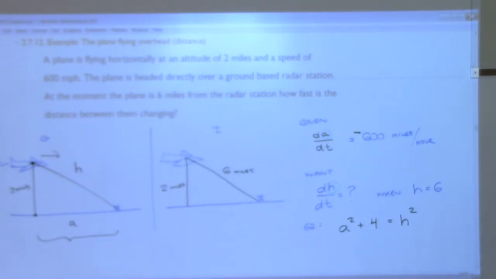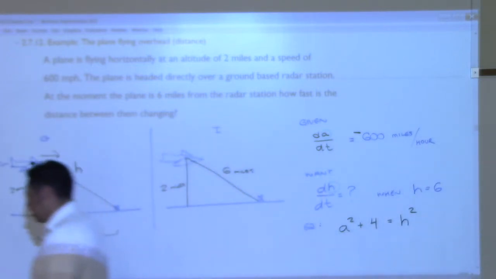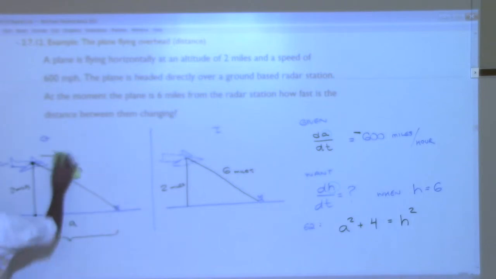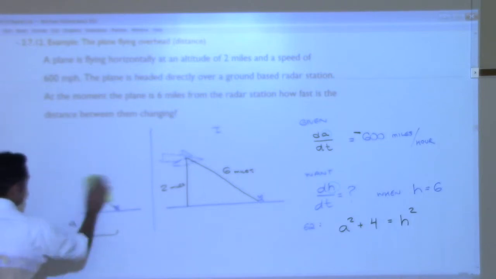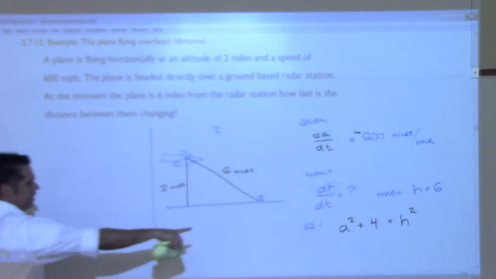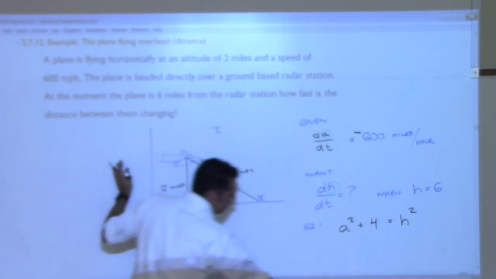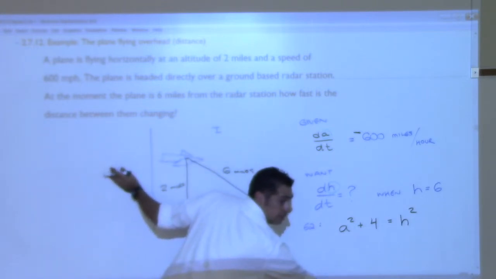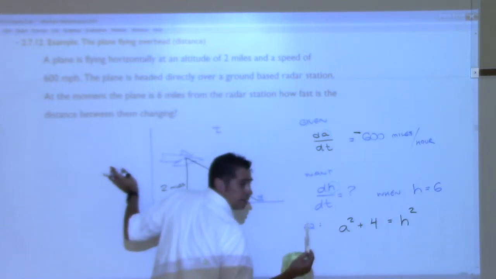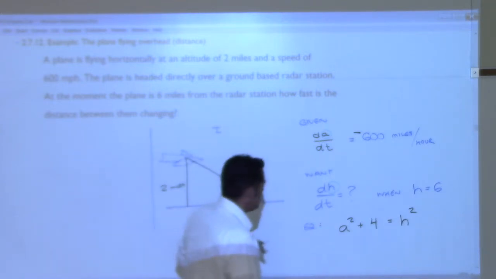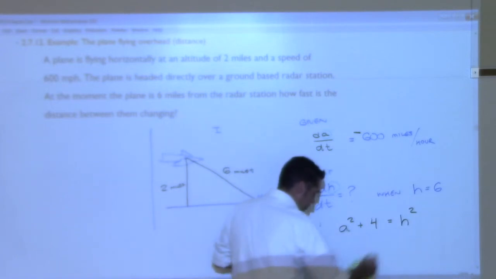Any questions? Differentiation time. What is the derivative of this thing? Karen? Where's Karen? Karen, right? Okay. What's the derivative of this right here with respect to time?